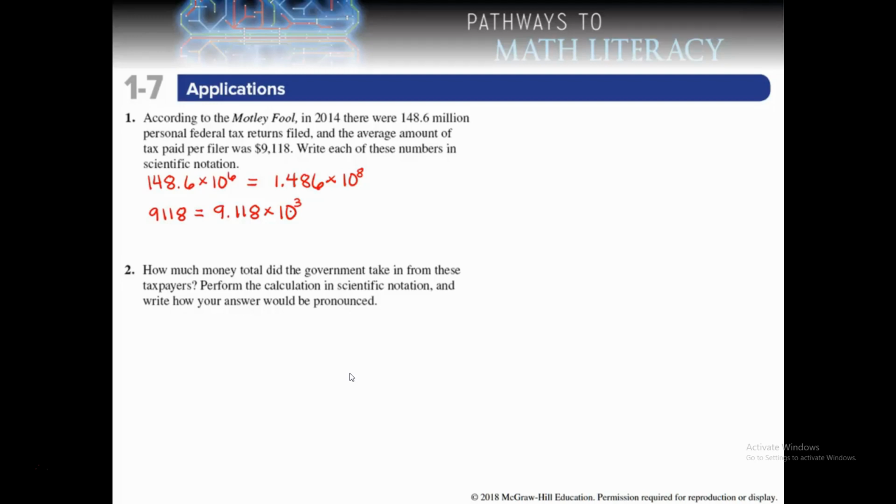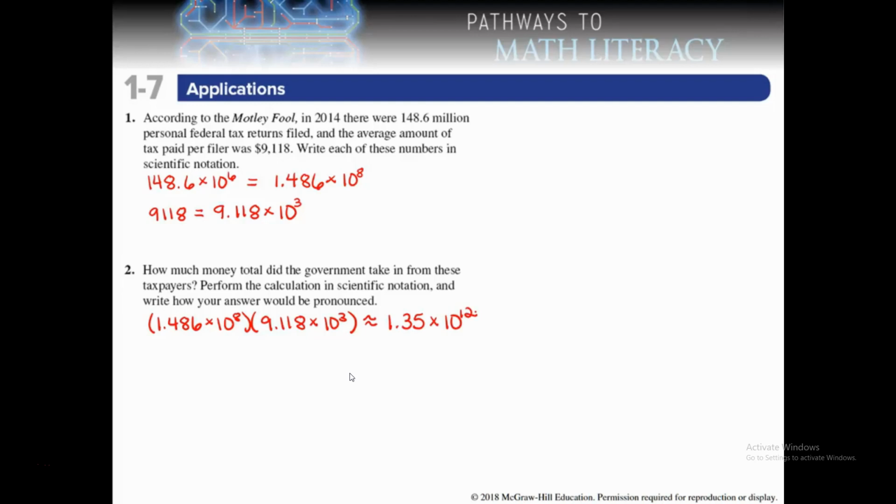And number 2, so how much money did the government take in then? Well, they took in 1.486 times 10 to the 8th tax returns, each one paying 9.118 times 10 to the 3rd. So we need to multiply those two values together. 1.486 times 10 to the 8th times 9.118 times 10 to the 3rd. And that's going to come out to about 1.35 times 10 to the 12th.